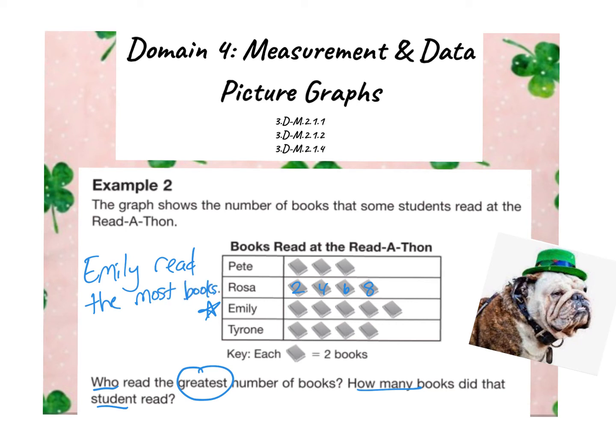And how many did she read? Let's count by 2s. Ready? 2, 4, 6, 8, 10. She read 10 books.